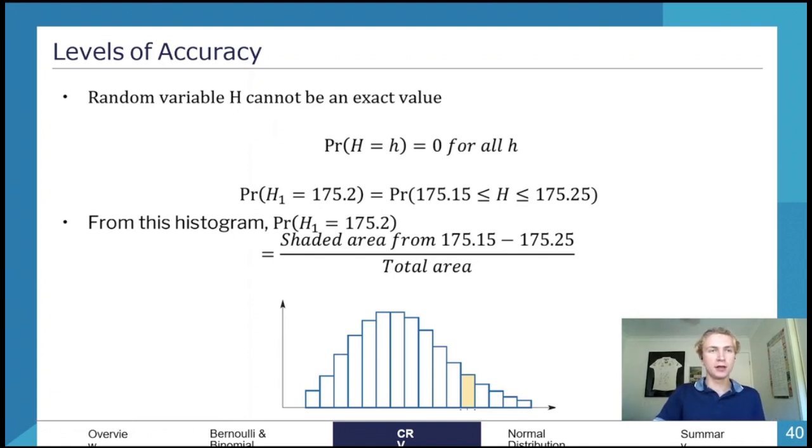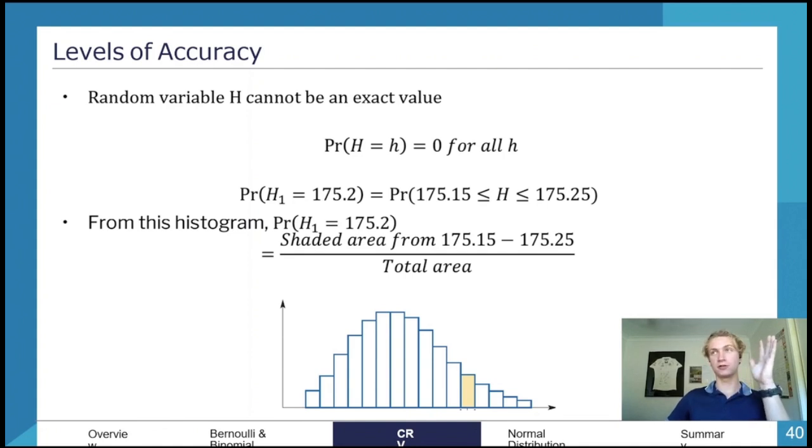Okay, elaborating on this: the random variable h cannot be an exact value. The probability that X equals h is 0. If I asked you as a trick question, what is the probability that I'm exactly 193 centimeters, you might say it's 1 because I just told you. But I'm not exactly 193 centimeters. I am some amount, and we can never work out how much, even with an electron density microscope. We can never know my exact height down to the infinite decimal place.